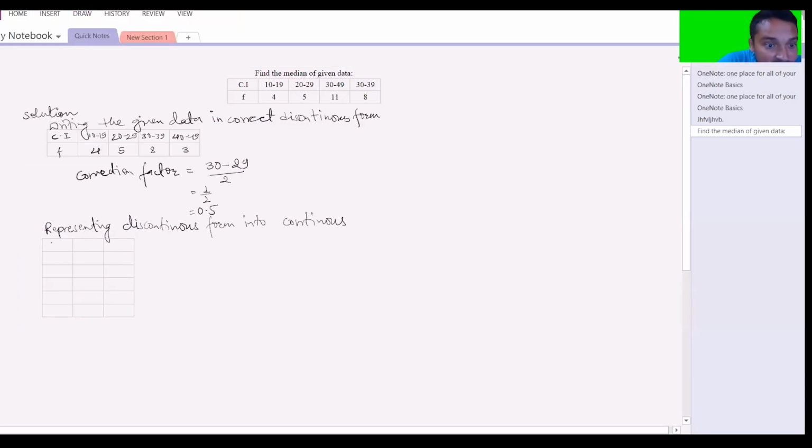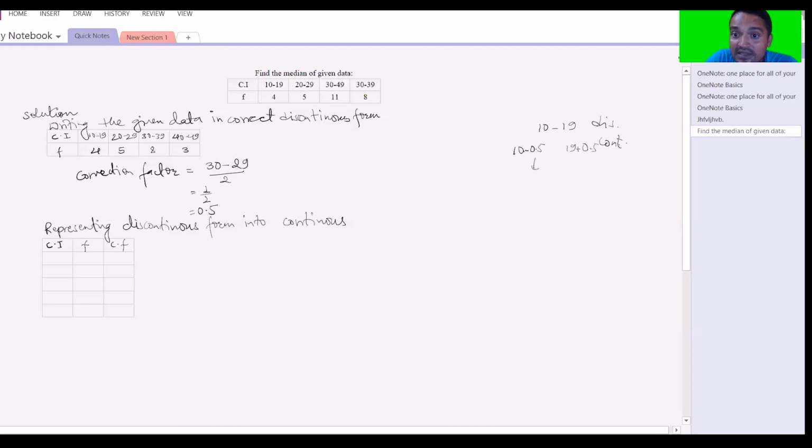Now you see here, CI, class interval, frequency, and CF are also calculated while finding the median. CI, class interval, is what? Now what will be the class interval? For the class interval 10 to 19, it is in discontinuous form, and to make it continuous, for the lower limit the correction factor is subtracted, and for the upper limit the correction factor is added.